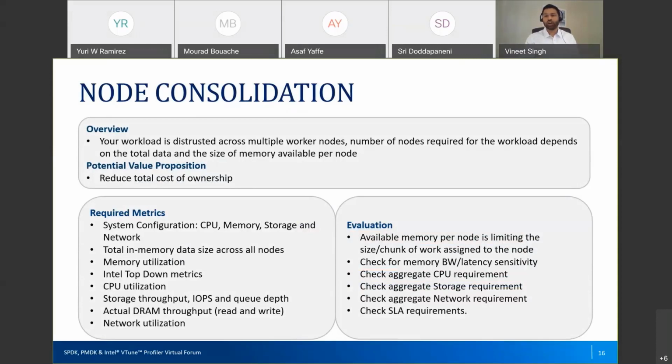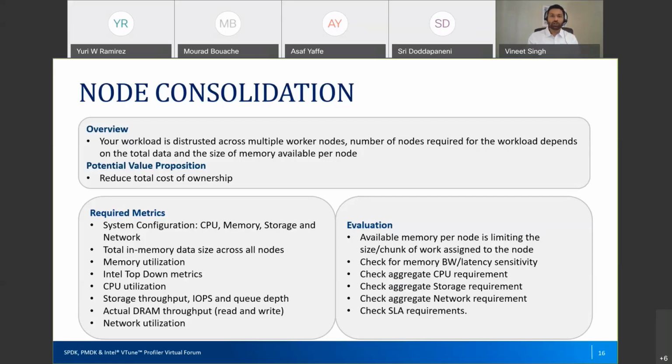So for example, you have a bunch of 384 GB nodes, and you require 10 nodes because your application requires that much memory. And the idea here is that if the memory capacity is the only bottleneck for the amount of work that you assign to a single node, then you can increase the capacity and assign more work to a single node, and that will in turn reduce your total number of nodes required for the workload.